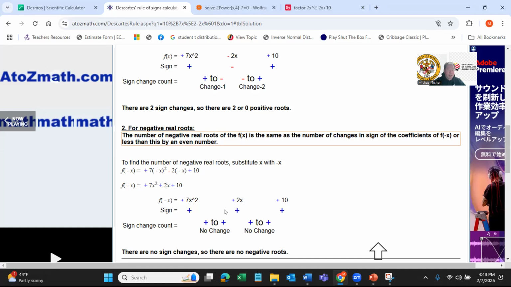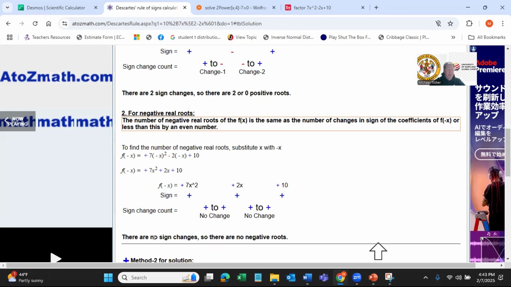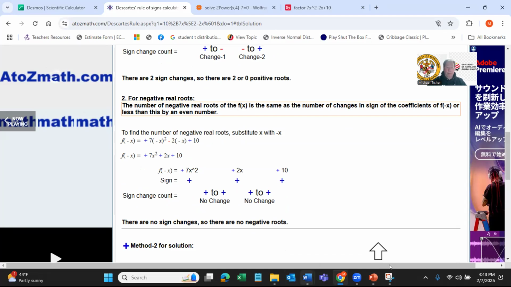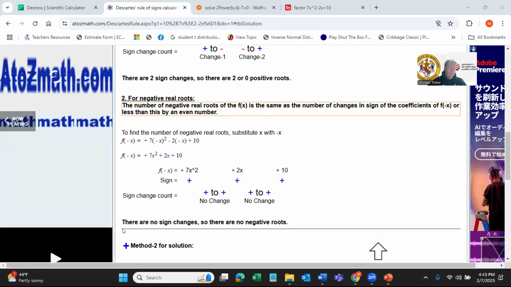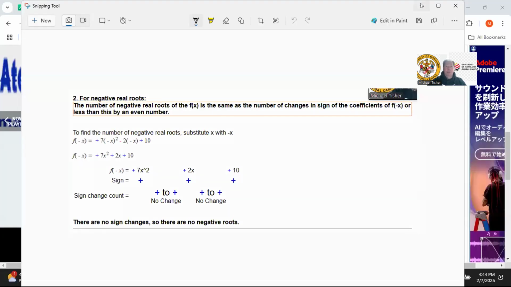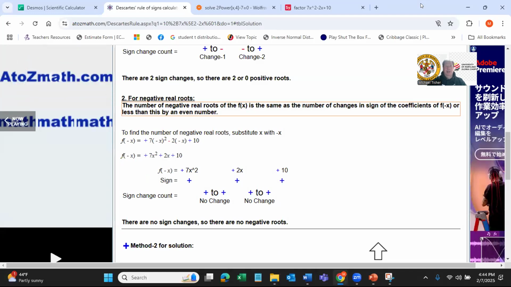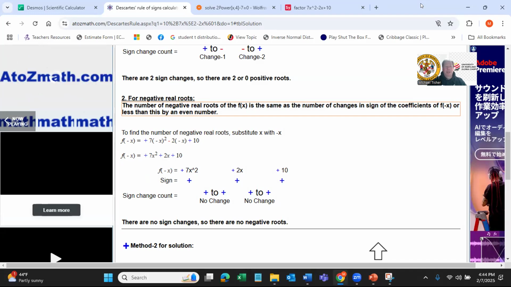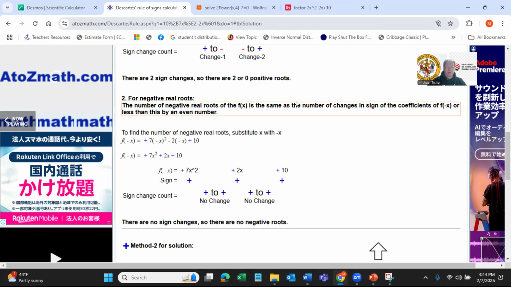Now we count the sign changes again in f of negative x. Notice that all the terms are positive: 7x squared, 2x, and 10 are all positive, so it didn't change at all. Since there are no sign changes, there are no negative real roots. Just like before, however many roots you have, subtract 2 to get other possibilities. But here, since there are zero sign changes, 0 is all we have because we can't go lower than 0. In general, subtract 2 each time. So if it says 10, then you have either 10 or 8 or 6 or 4 or 2 or 0 roots. Just keep subtracting 2 until you get to 0. That's how that works.